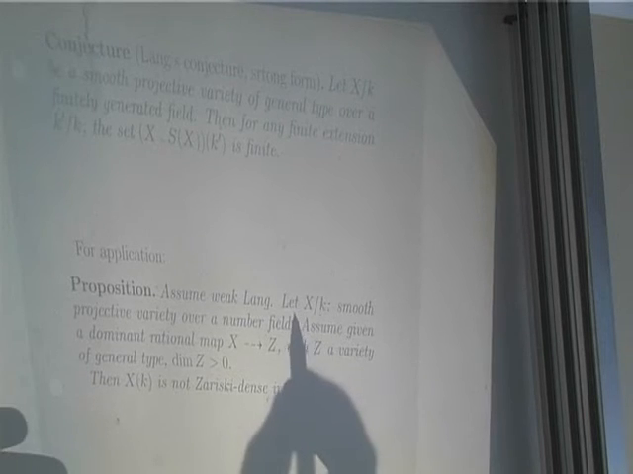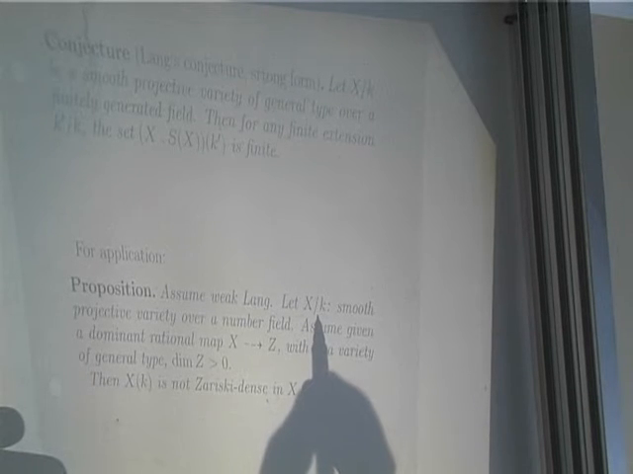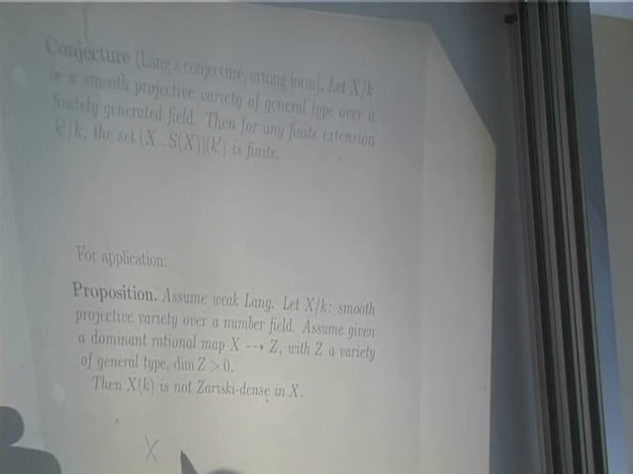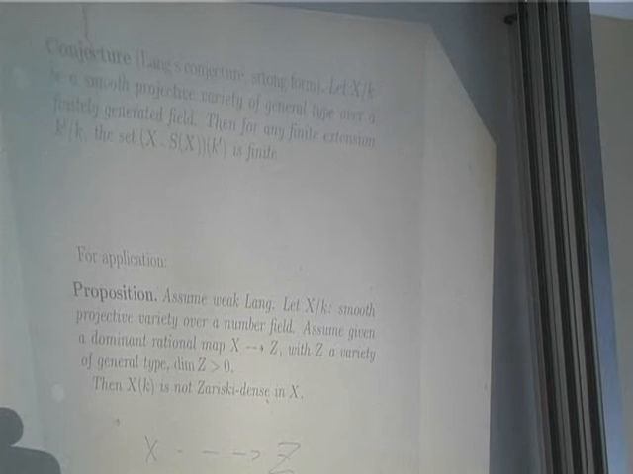One small application of the weak form of Lang's conjecture. Assume that the weak Lang conjecture holds, and assume that you have a variety X defined over a number field. Assume that there is a dominant rational map from X to a variety of general type.